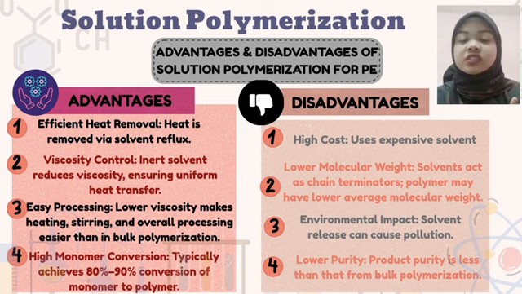Secondly, viscosity control. The inert solvent reduces viscosity, allowing uniform heat transfer during polymerization. Thirdly, easy processing. Lower viscosity makes heating, stirring, and overall processing easier compared to bulk polymerization. Lastly, high monomer conversion. The process typically achieves 80 to 90% conversion of monomer into polymer.